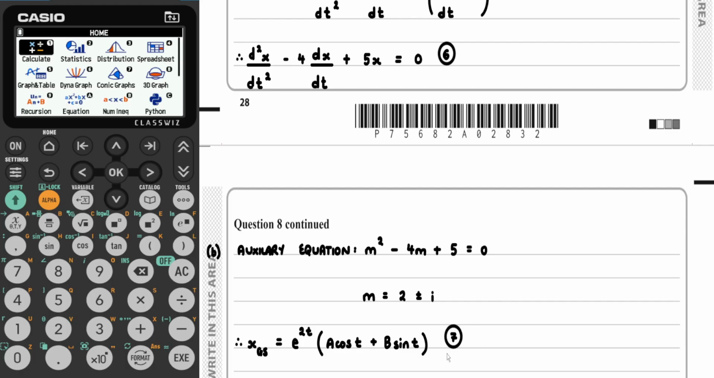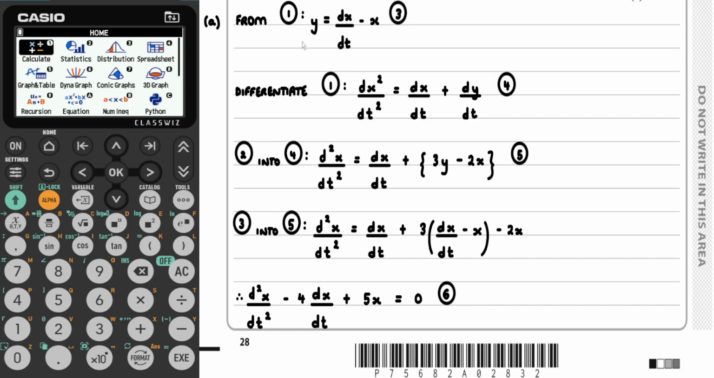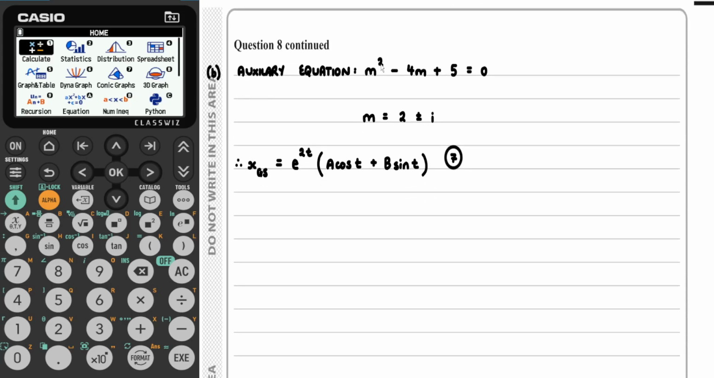equation 7. We now need to find a general solution for y. We know what y is, that's dx over dt subtract x. So we've just worked out what the general solution for x is, so we need to differentiate what we've just found and then subtract x.